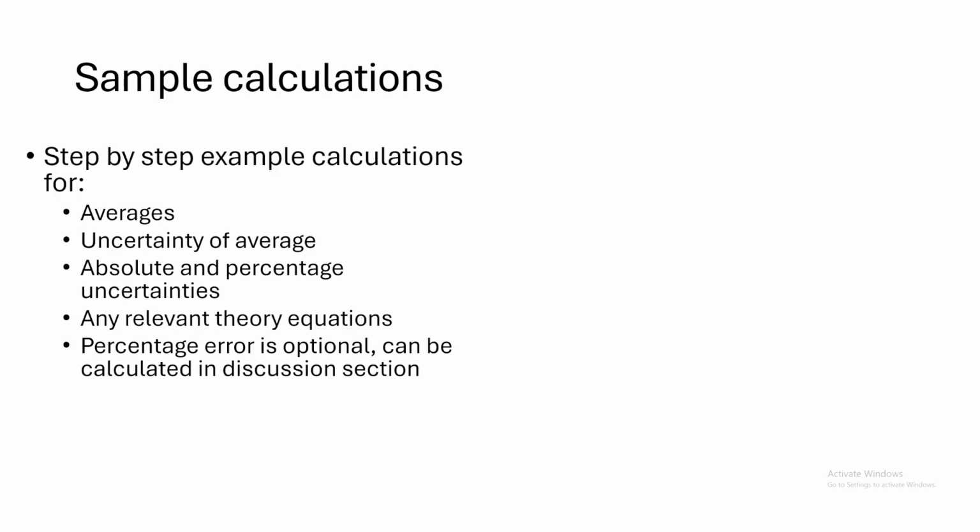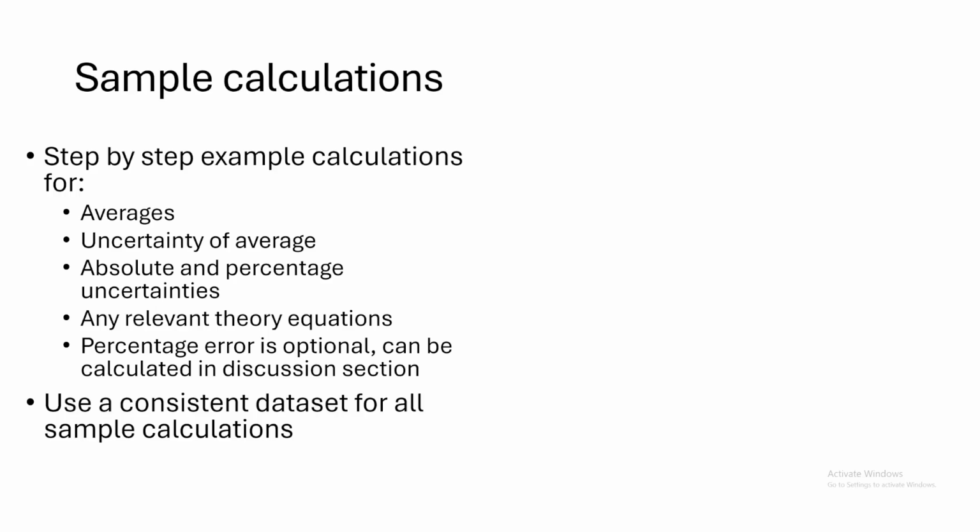Percentage error is optional, I believe, check with your teacher though. Again, disclaimer, this can be calculated in the discussion section, which is what I did for my physics student experiment, but it does make sense to put it in the sample calculations. So again, check with your teacher. And you should use a consistent data set for all of these sample calculations. So like if you had different amperages, so you had 0.1 amps, 0.2 amps, 0.3, in your sample calculations, use the data set for 0.1 amps all the way throughout.